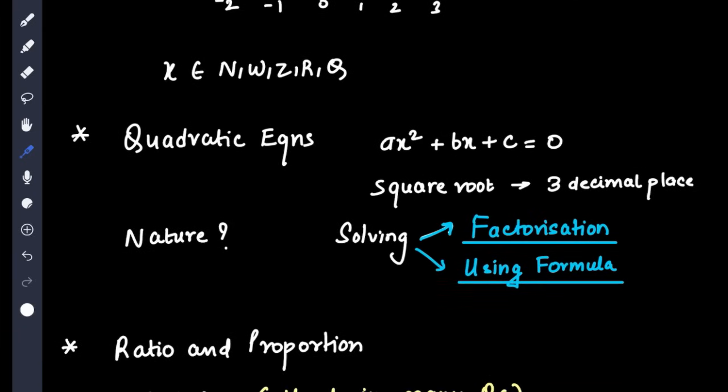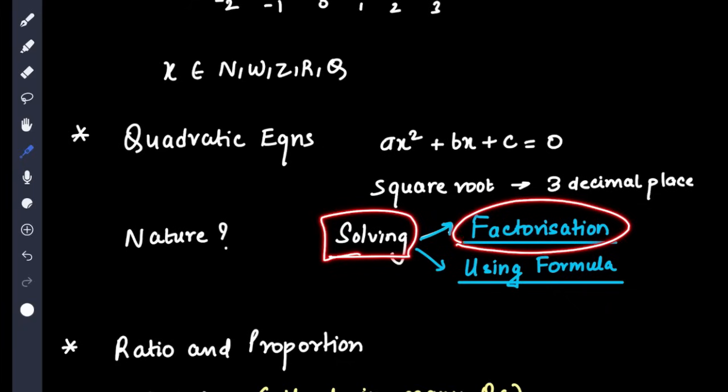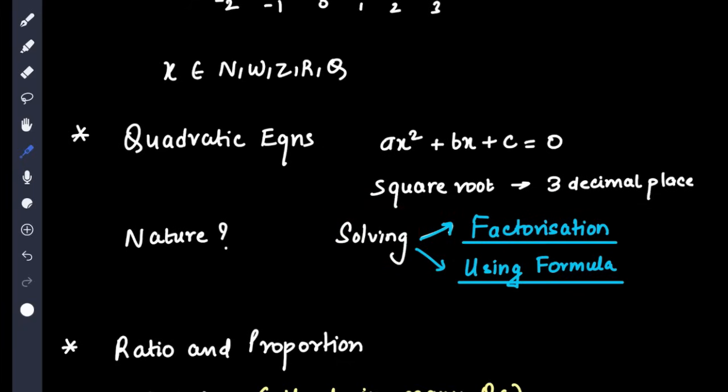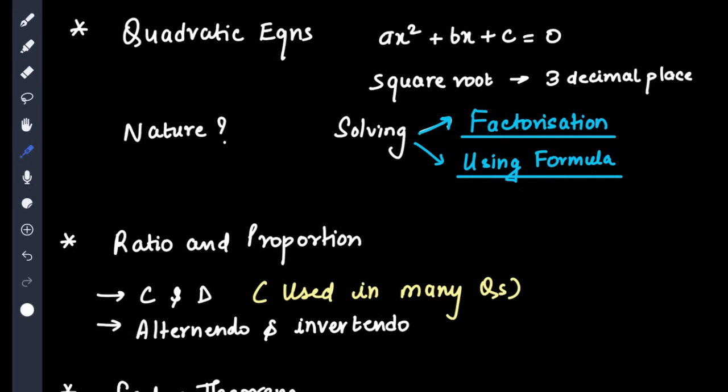Then quadratic equations, we have ax square plus bx plus c equal to 0. Here you have to calculate the square root also, and students make mistakes in this part. Make sure to do it correctly. And what is the nature of the roots? Solving through factorization and using formula. Again, these are very simple and you know how to factorize, so I'll not be discussing this now.